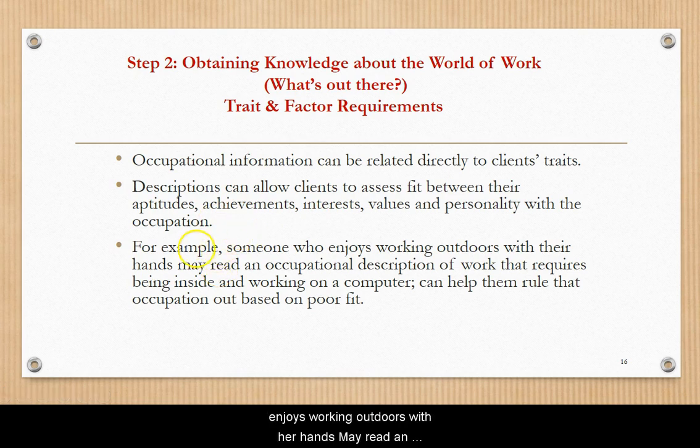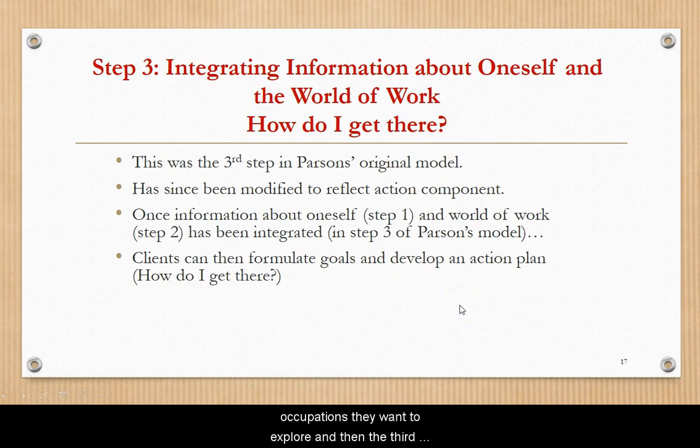So, for example, someone who enjoys working outdoors with their hands may read an occupational description of work that requires being inside and working on a computer. So they could read that, and even though it might seem to fit with some of their interests, they then can read that and say, well, no, I really want to be doing something more with my hands or being more outdoors. So it can help them to rule occupations out, as well as identify occupations they want to explore.